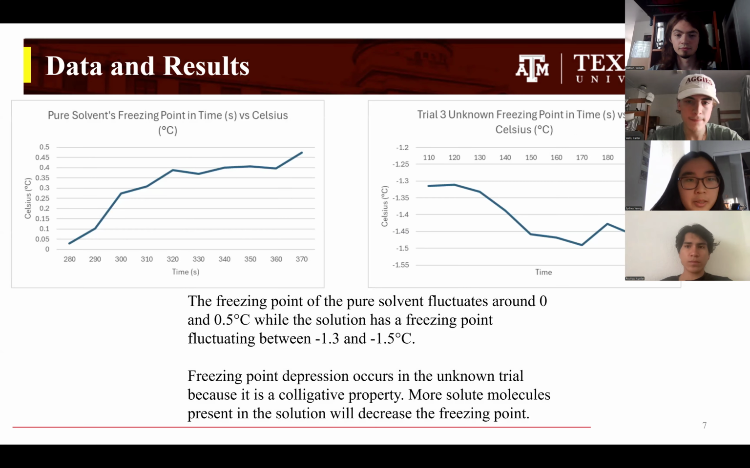So after the experiment was conducted and we recorded 10 data points for each of the three trials in the pure solvent, we found that the freezing point of the pure solvent fluctuates between 0 and 0.5 degrees Celsius, while the solution with the unknown has a freezing point between negative 1.3 and negative 1.5 degrees Celsius. So this is just proving our background, which is that the freezing point depression occurring in the unknown trial is due to the colligative property, which shows that more solute molecules present in the solution will decrease the freezing point.